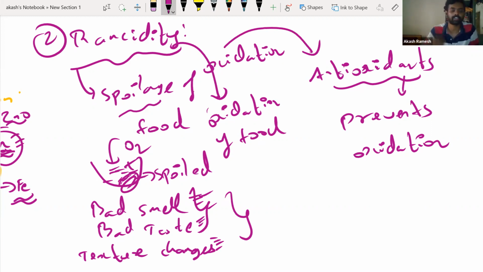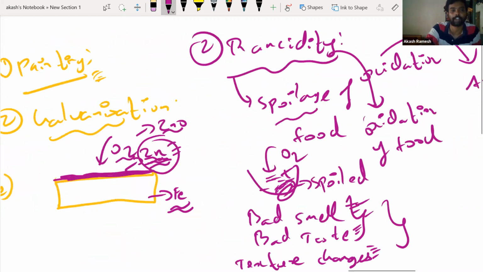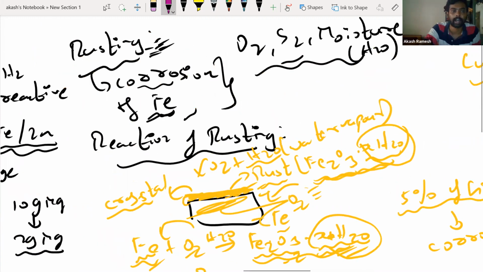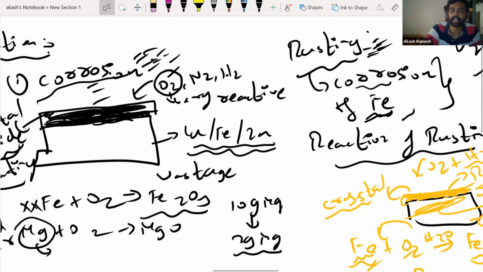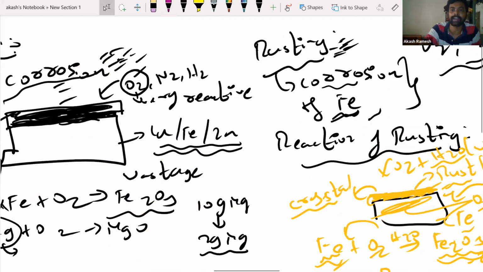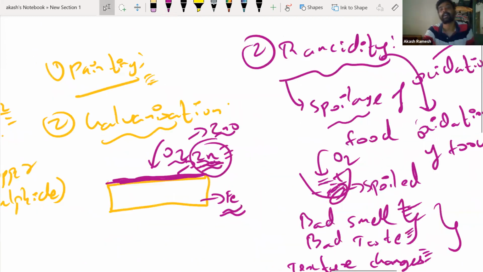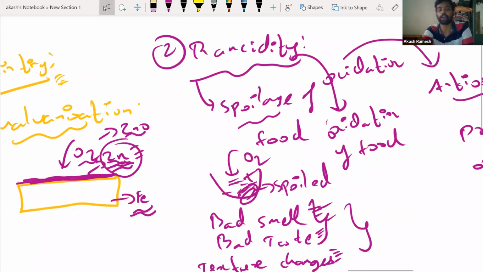Very simple, right? So these two are the real life phenomena. What are the real life phenomena? Corrosion, and that too rusting, a specific form of corrosion, and rancidity. These are all the real life examples we see for oxidation.